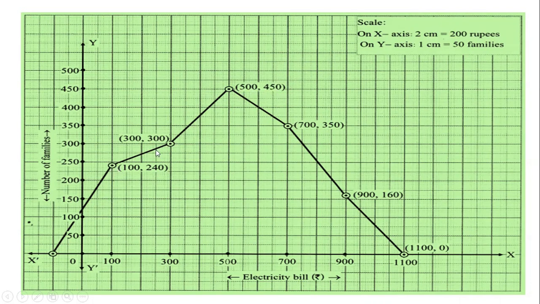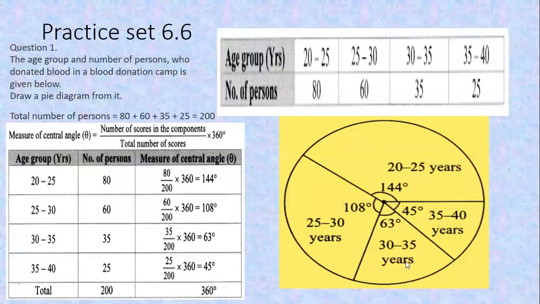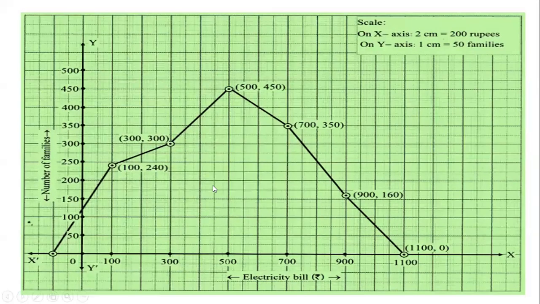So first we make the dots and then we draw the graph. First you have to make a dot here, here, here, you have to make these dots and then join them. Join all the dots. Okay? Is it clear? So this way you draw the frequency polygon. Hope that it is clear to all of you.